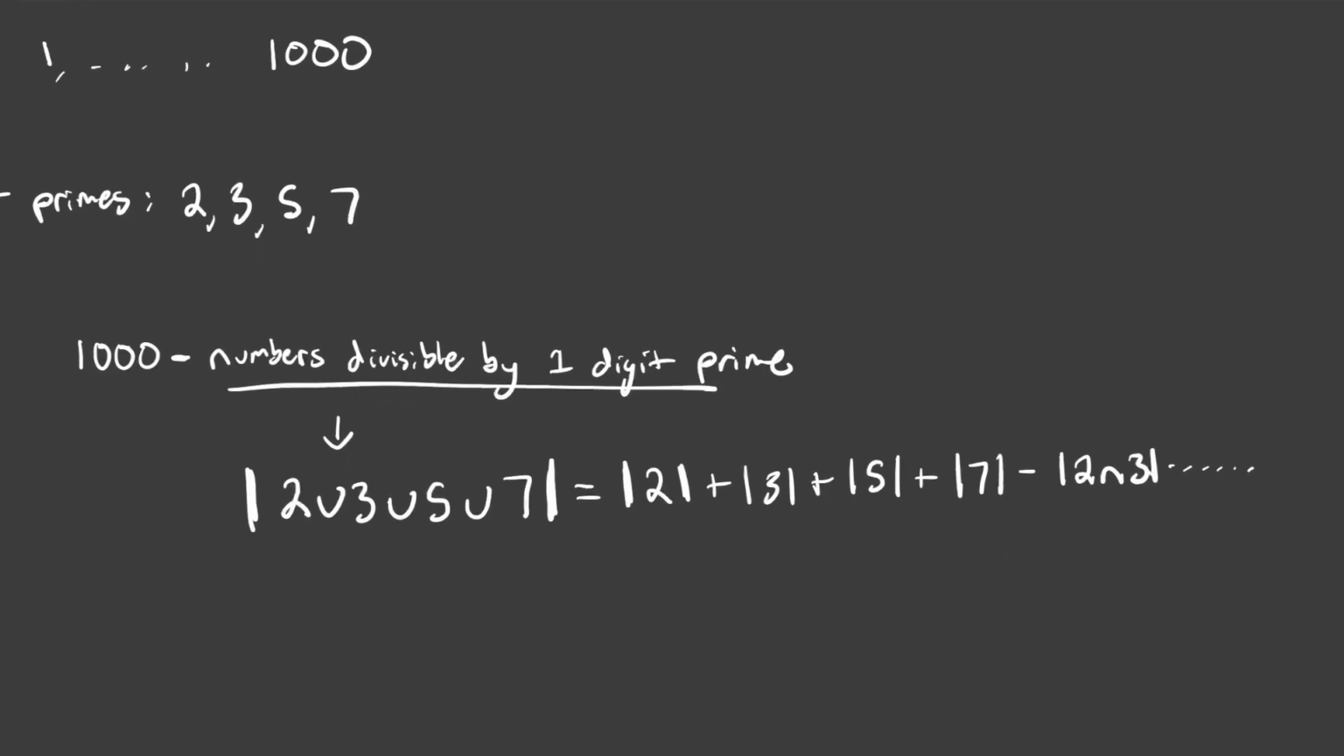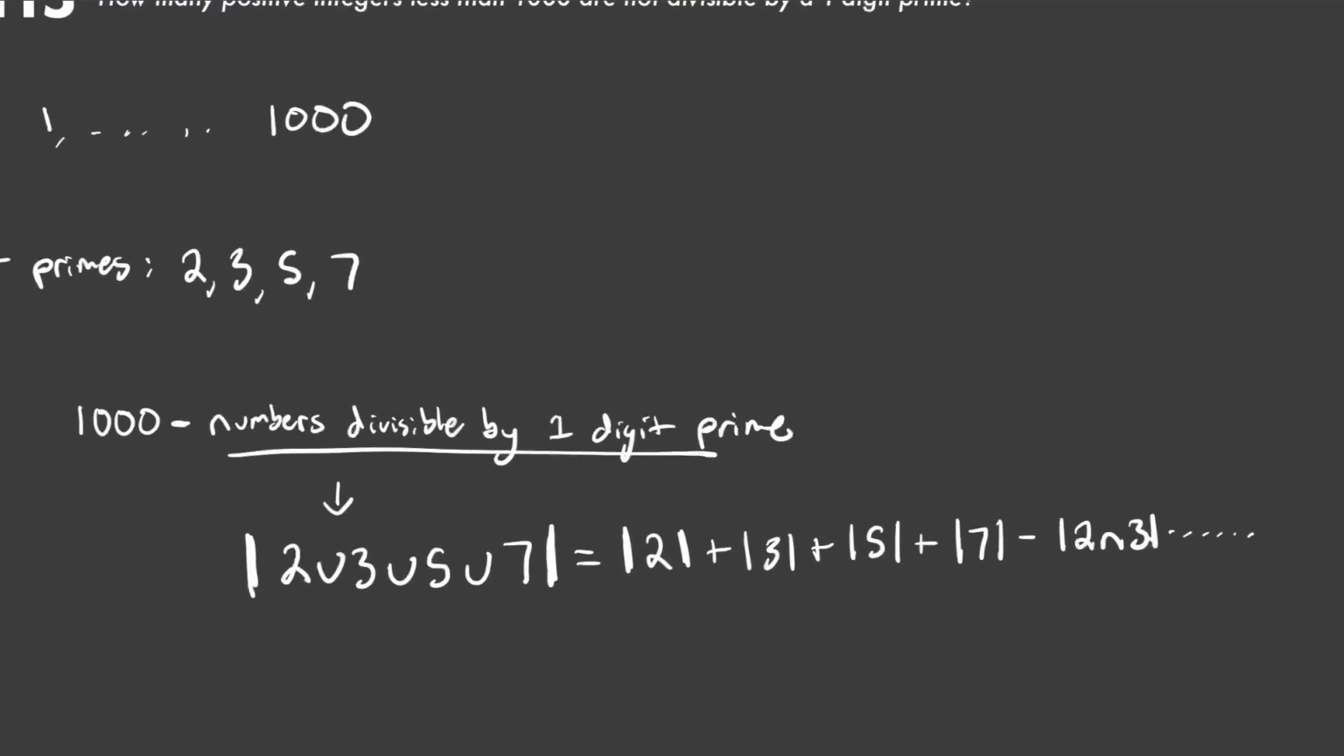So first of all, let's calculate the numbers between 1 and 1000 that are divisible by 2. The numbers divisible by 2 are going to be 2, 4, 6, 8, all the way up to 1000. And how many of those numbers are there? Well, half the numbers between 1 and 1000 will be divisible by 2, so 1000 divided by 2 gives us 500 numbers. This is the magnitude of the set that we are calling 2.